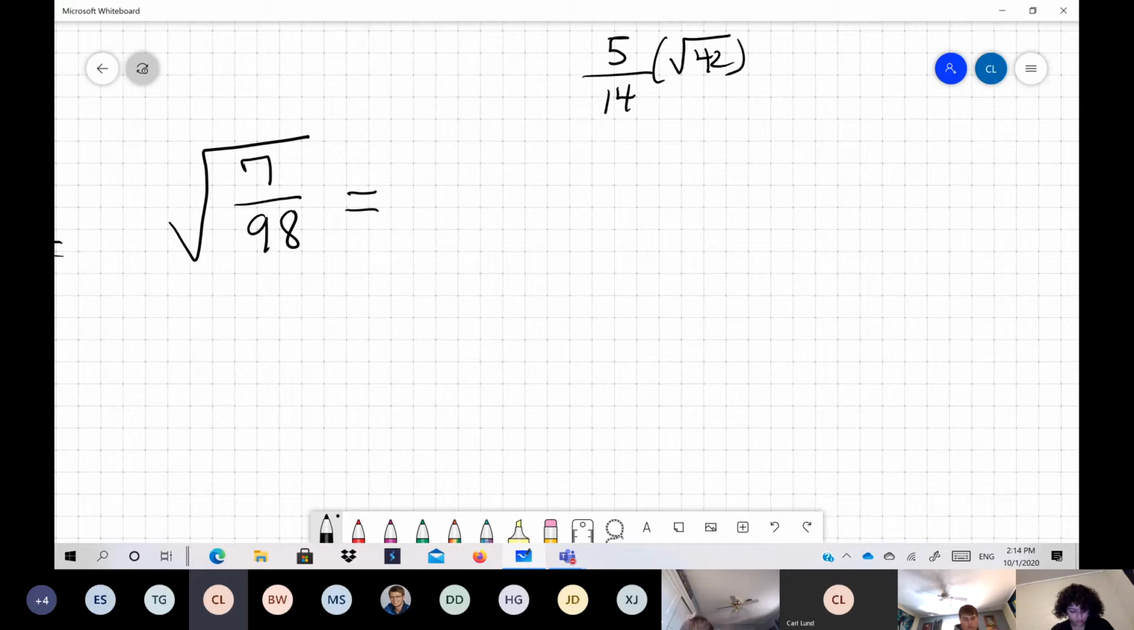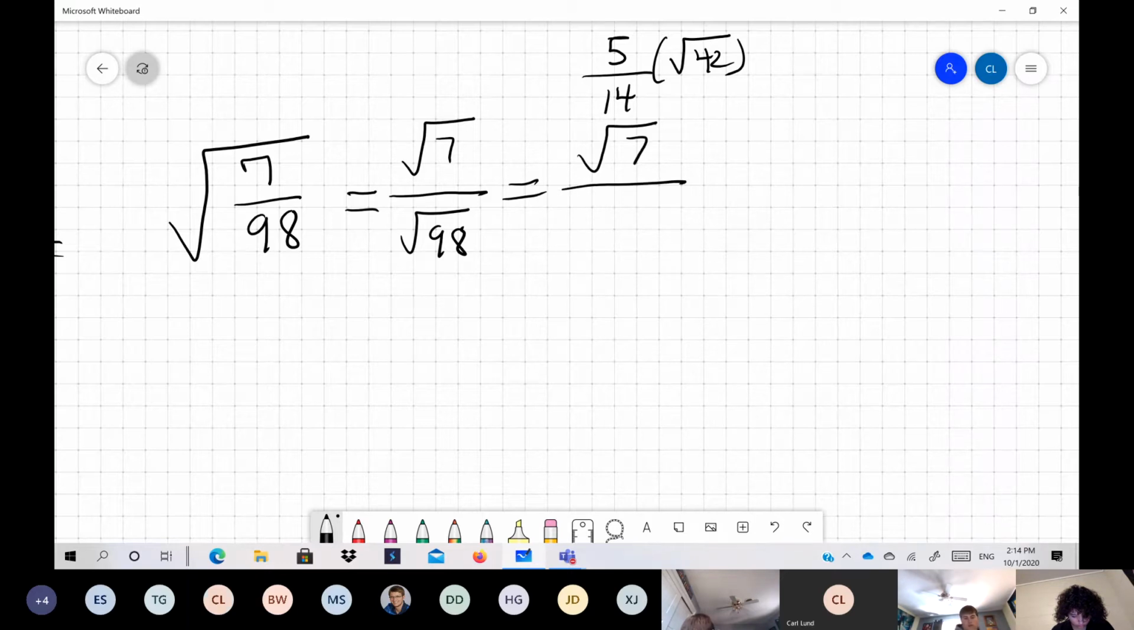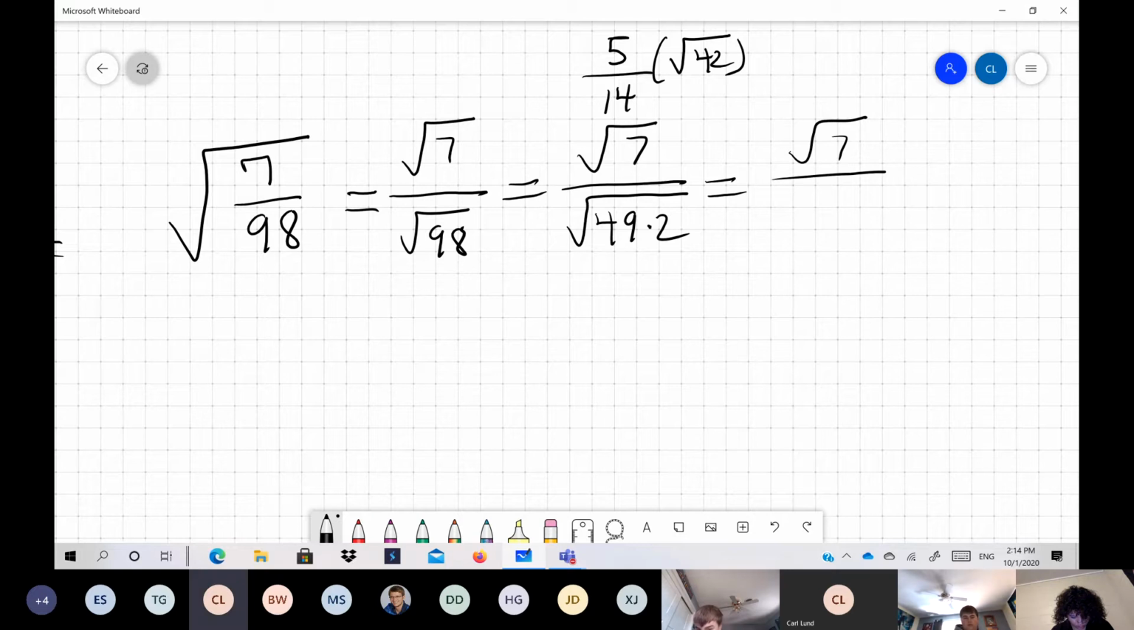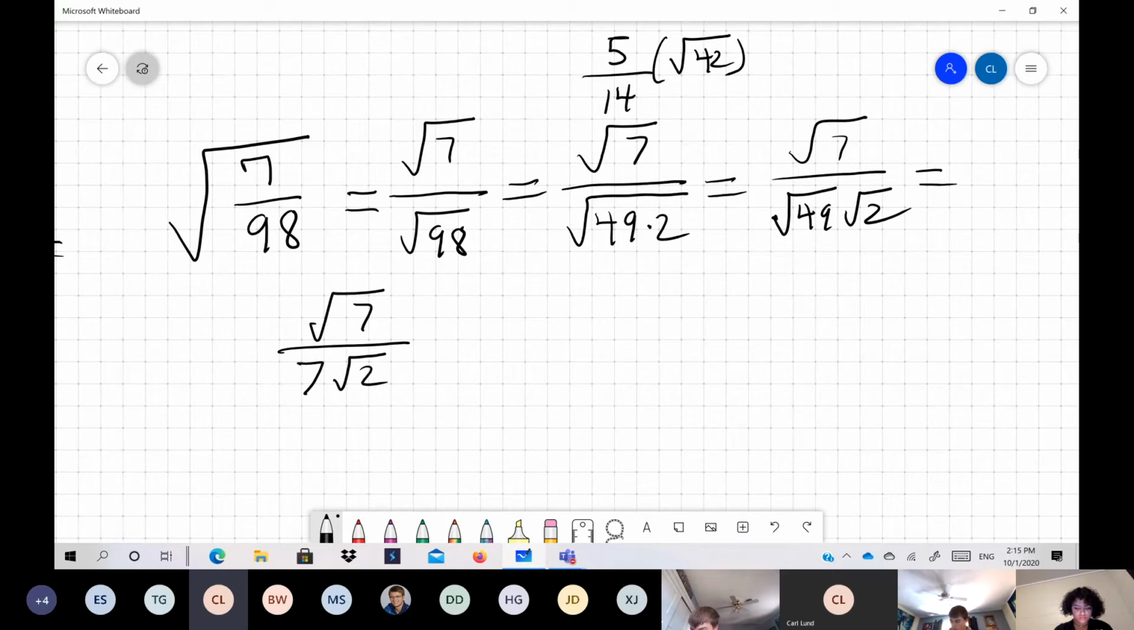So if we have a fraction like this, we can just simply break it up into the square root of the numerator divided by the square root of the denominator. 98 can be simplified. The square root of 98 is the square root of 49 times 2. And the square root of 49 is 7. So I have 7 times the square root of 2.